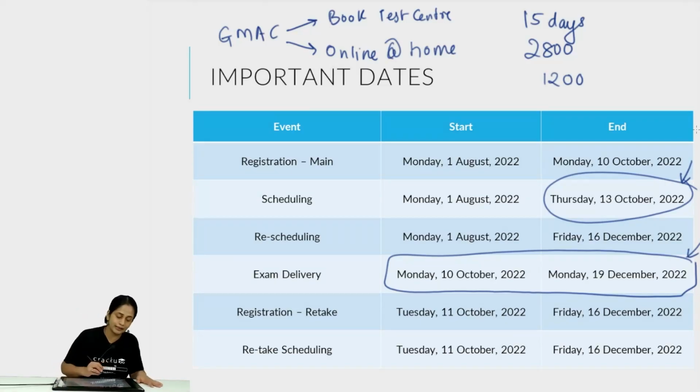Okay, so remember these dates, and I would suggest registering right now, so that you do not leave it for the last moment. Schedule something now. In case you are not able to meet that commitment, you can reschedule by paying 1200. So if possible, register now for sure, and schedule now also if possible.